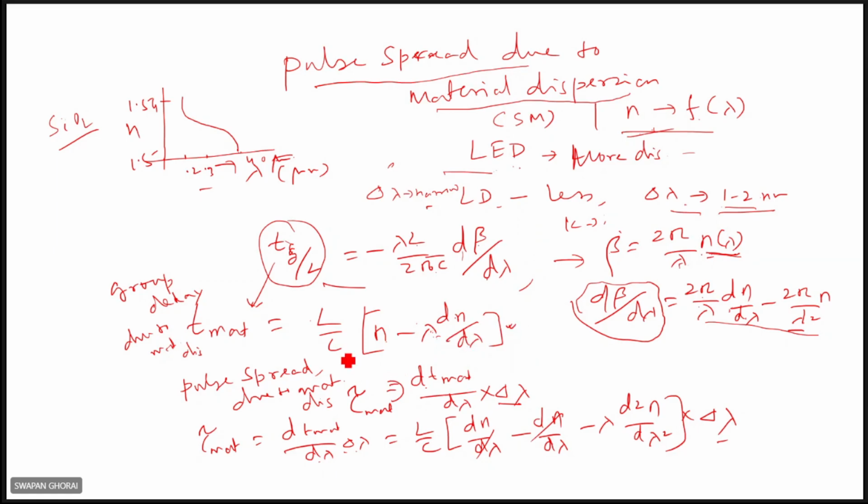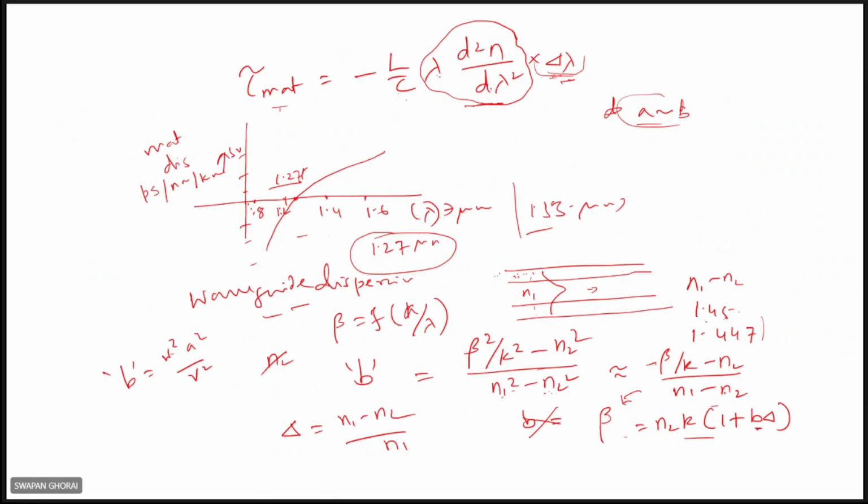This is the group delay due to material dispersion, tau mat, over a length L. That is a delay, and the pulse spread will be obtained in the same way. You have to consider the whole spectral width of the source. That means the delay per unit wavelength multiplied by the spectral width. If you simplify it, you will get the important expression for material dispersion, with lambda times d2n upon d lambda squared. This factor is generally provided for a particular material. So if you know delta lambda and the other factors, you can calculate the amount of pulse spread.